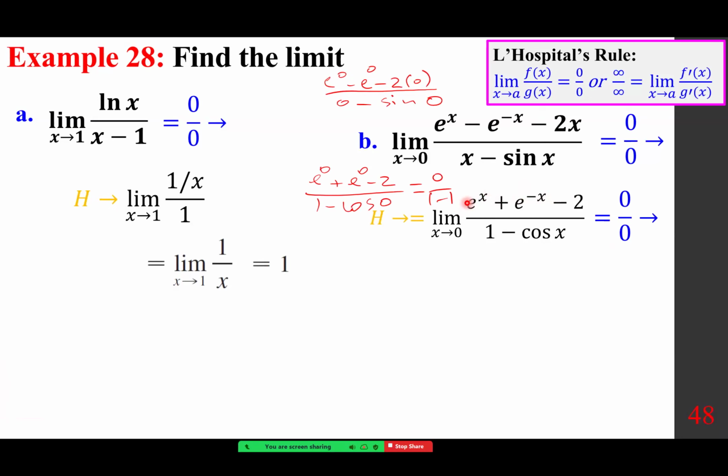When I differentiate the top, I get e to the power of x, and this one gives me minus e to the power of minus x, and this gives me 0. This one goes away. The derivative of cosine is negative sine. The derivative of negative cosine is positive sine.